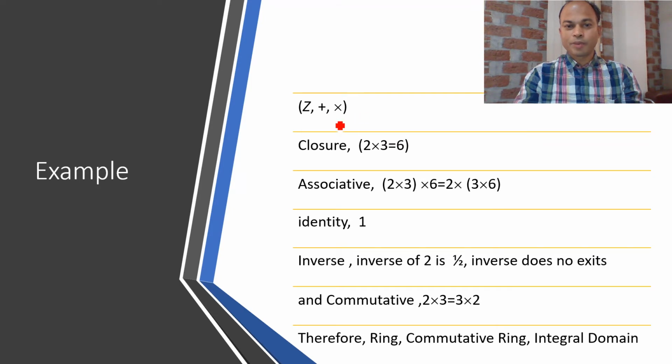Now next our operator is multiply, because we have to study multiply also. We can write 2 multiply by 3 equals 6, and further this 6 is part of the integers.